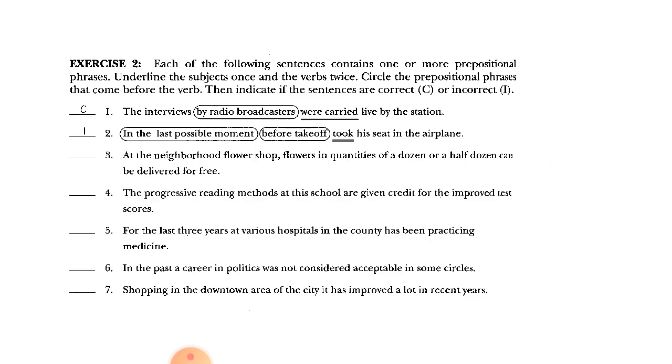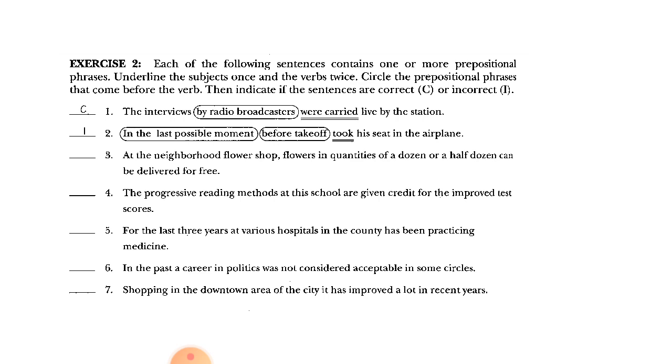Now let's check together exercise number 2. Each of the following sentences contains one or more prepositional phrases. So in these examples, you will have more than one prepositional phrase in the sentence. Underline the subjects once and the verbs twice. Then circle the prepositional phrases that come before the verb, only the ones that come before the verb, because sometimes we will have prepositional phrases at the end of the sentence after the verb. We are not going to circle them, but we are going to mention them. Then indicate if the sentences are correct or incorrect. C stands for correct, I stands for incorrect.